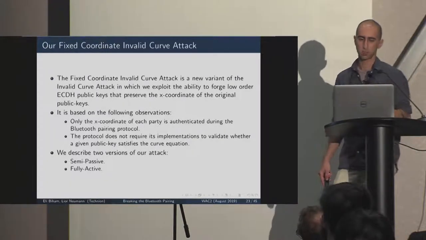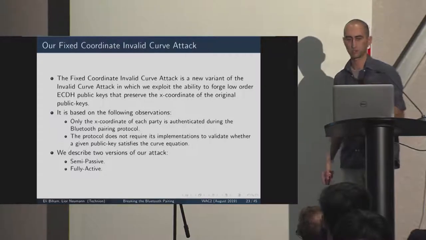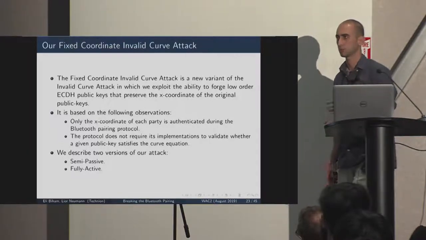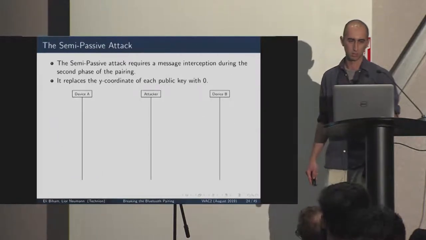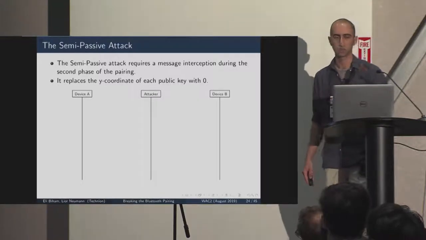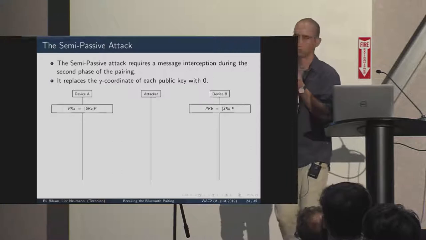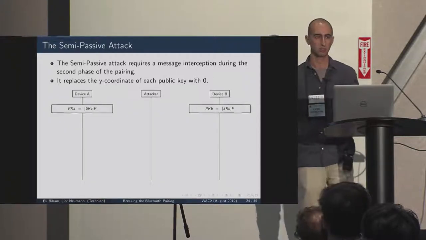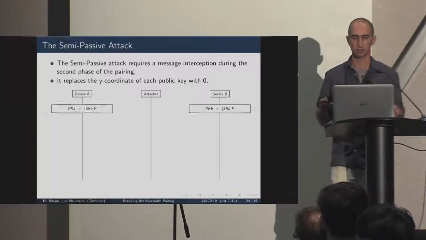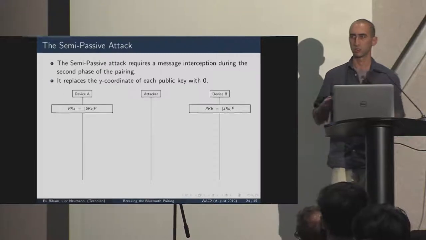So we'll describe two versions of our attack. The first one is the semi-passive, and the second one is the fully active. The semi-passive is extremely simple. All you have to do is be an attacker in a man in the middle scenario. So both devices, device A and device B, want to pair with each other.